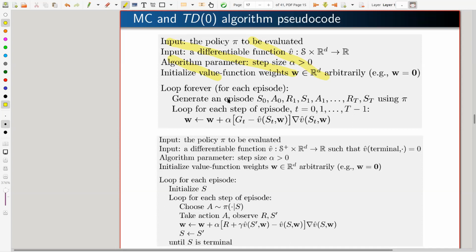And then you generate an episode. This line should give you the information, if you are starting to get the idea, that this is the pseudocode for the Monte Carlo method, because I'm doing a whole episode. And then for each step of the episode, I loop, and for each step I update the previous estimate. If we are at the initial value, this was 0.